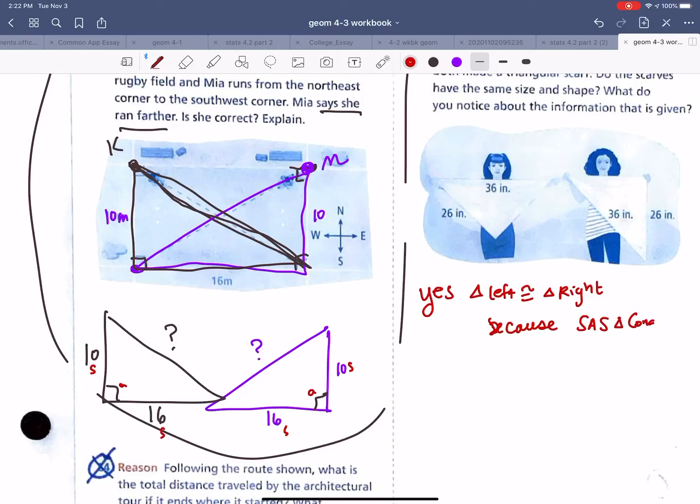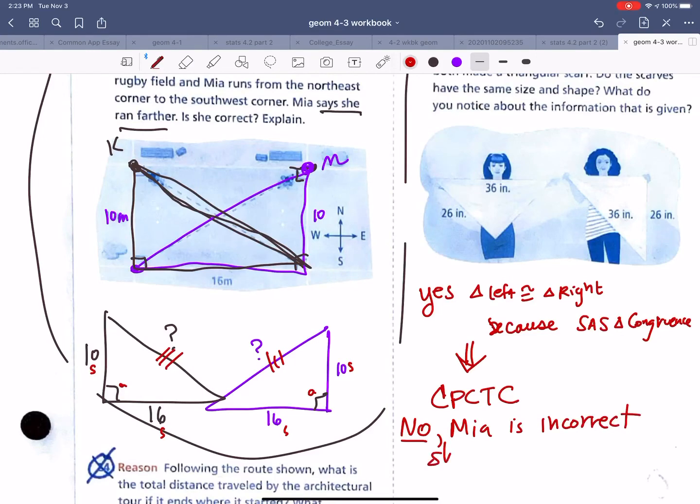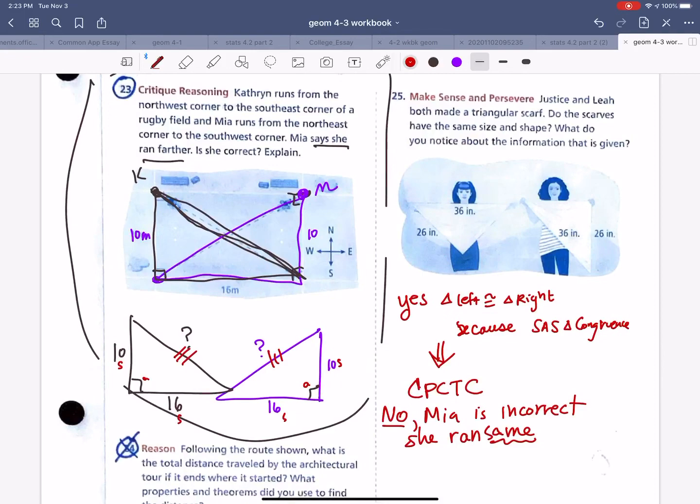Triangle congruence. Now, we can then say their corresponding parts. So now we can say CPCTC. Now that we know they're twins, would this third side match the third side? Well, yeah. So is she correct? No. Mia is incorrect. She ran the same distance as Catherine.